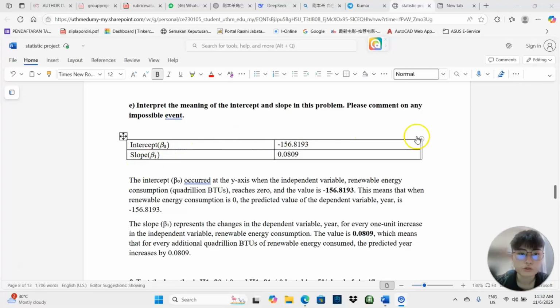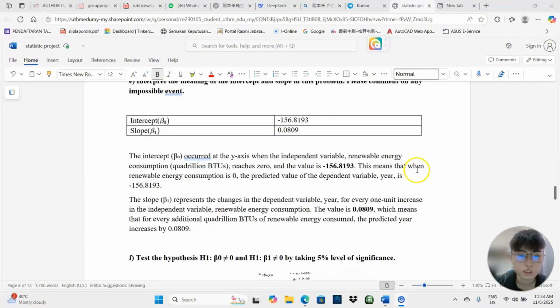So now I will show you the meaning of the intercept and also the slope in this problem. We can get the intercept at the y-axis when the independent variable, renewable energy consumption, reaches zero, and the value is negative 156.8193. This means when the renewable consumption is zero, the predicted value of the dependent variable, years, is the value we get. And the next is the slope, and we get the value 0.0809.